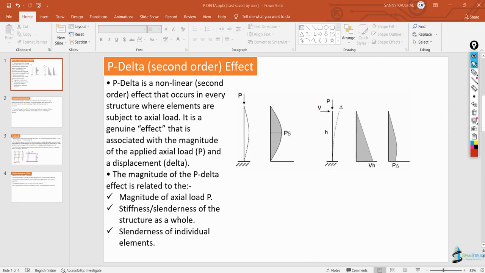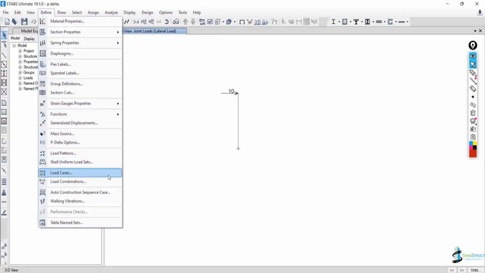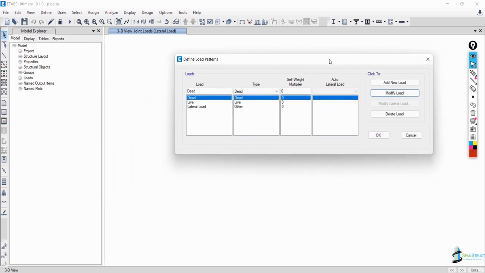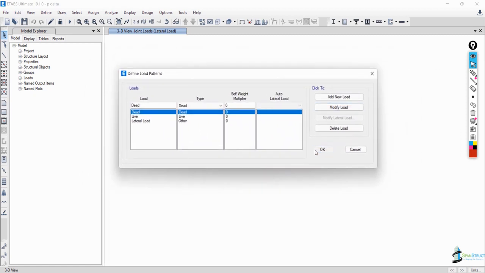Now come back to our ETABS. Also in this ETABS model, I will remove the self weight. For removing the self weight, go to load pattern, and the self weight multiplier right now is 1; you give it as 0. When you give this 0, the self weight will be cancelled, so self weight is completely 0 here.